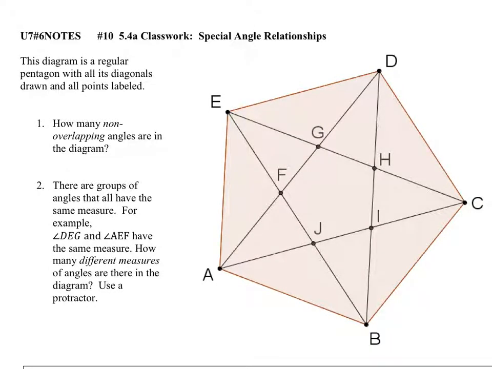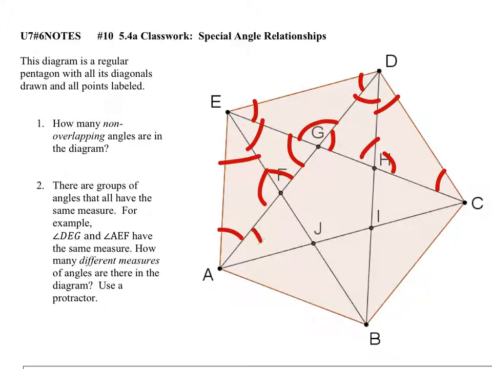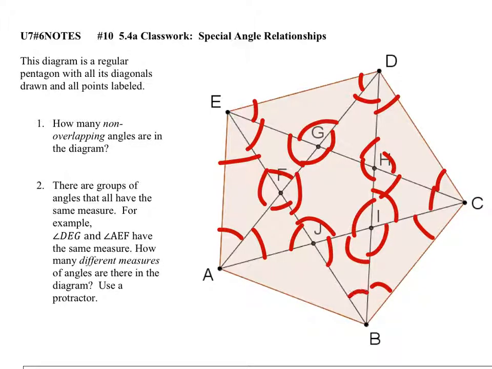So how many non-overlapping angles are there? Well, let's find out. We got this one, this one, this one, this one, this one, this one, this one, this one, this one. There's a lot of them. Let's keep going. I'm just marking these so that we can come back and count them once we get to that point. But these are non-overlapping angles, right? Because none of these are split by any other angles.